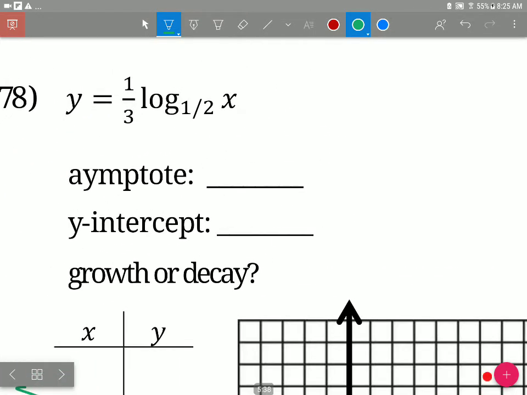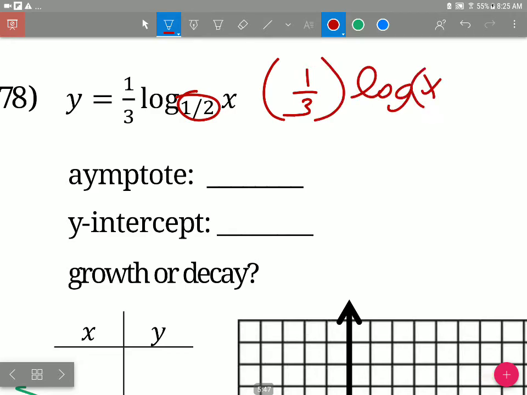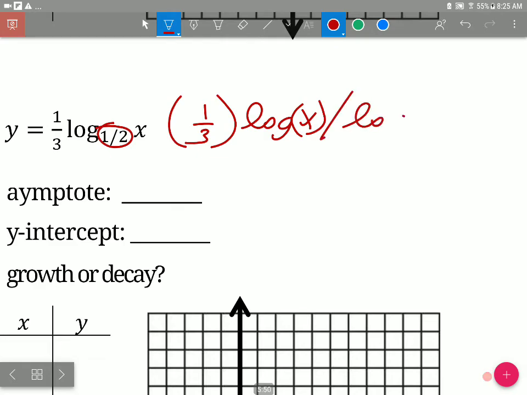All right, last but not least. This one has a base of 1/2, so you're going to have to write 1/3, put that in parentheses, times log of x divided by log of 1/2. That's how you got to put that in, because remember we got to use our change of base, since we can't put a base of 1/2 in the calculator. So y equals (1/3) log of x divided by log of 1/2, or 0.5.